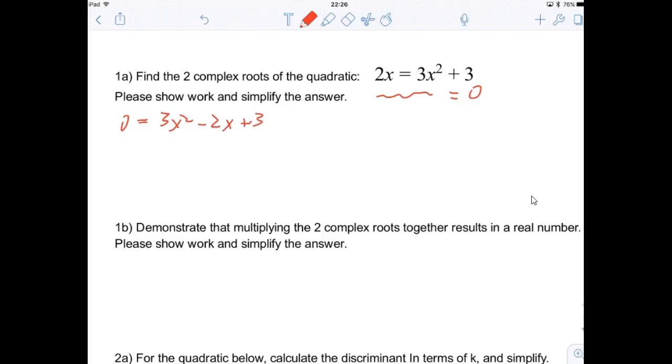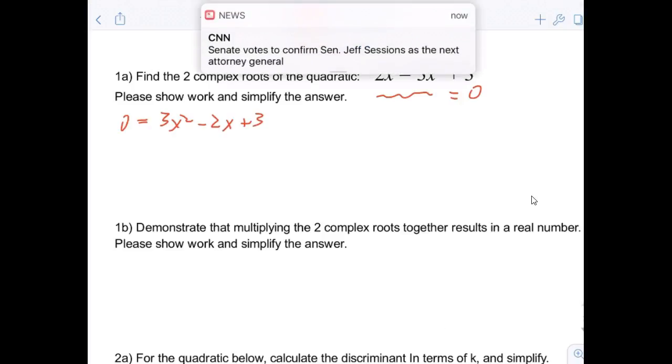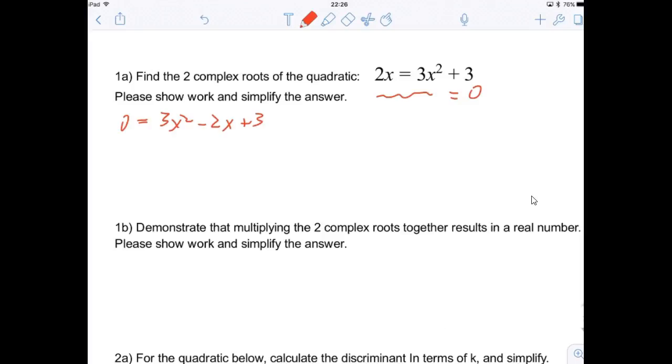Then to find the roots, especially since they're complex roots, we need to use the quadratic formula. And so on the back of the sheet, there's the quadratic formula. We're going to write it here. x equals negative b plus or minus square root of b squared minus 4ac, divided by 2a. Make sure you memorize it correctly or copy it down correctly. Very easy to make that mistake. So our b value is negative 2. Our a value is 3, and our c value is 3.